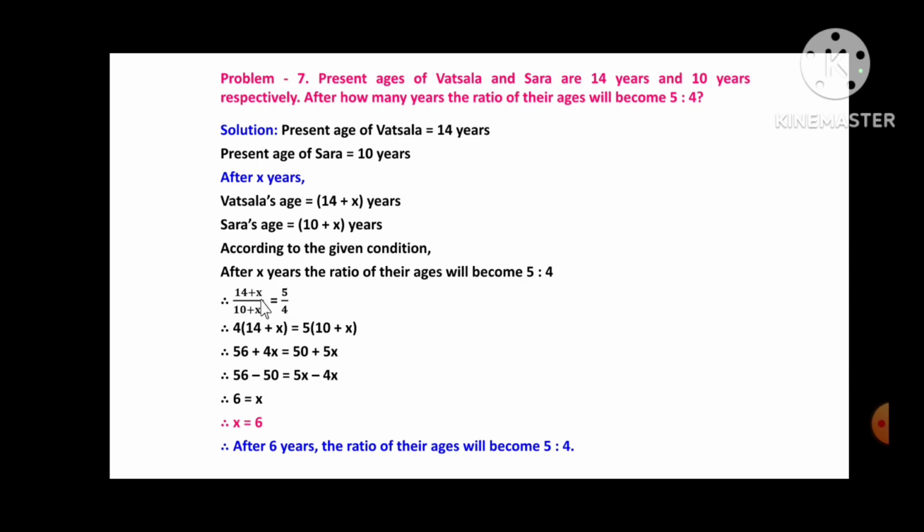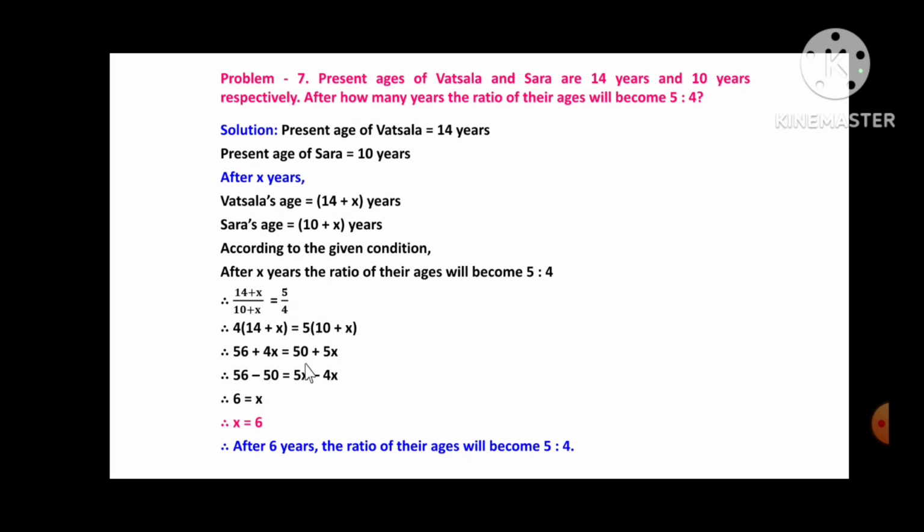Therefore 14 plus x upon 10 plus x is equal to 5 upon 4. We will cross multiply. 4 into bracket 14 plus x is equal to 5 into bracket 10 plus x. We will multiply, solve this bracket. So 4 into 14 is 56 plus 4x is equal to 5 times 10 is 50 plus 5x.